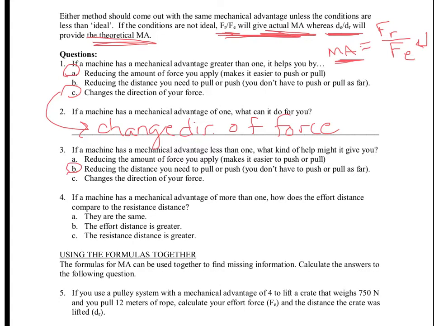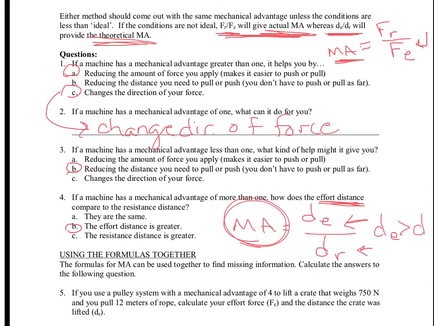If a machine has a mechanical advantage of more than 1, how does the effort distance compare to the resistance distance? The effort distance is going to be greater. You might have to apply a lower force, but you're going to have to apply it over a greater distance. So the effort distance will be greater than the resistance distance. And just remember that formula. For mechanical advantage, effort distance is divided by resistance distance. So to get this number to be greater than 1, this number is going to have to be greater than this number. So dE must be greater than dR if mechanical advantage is greater than 1.